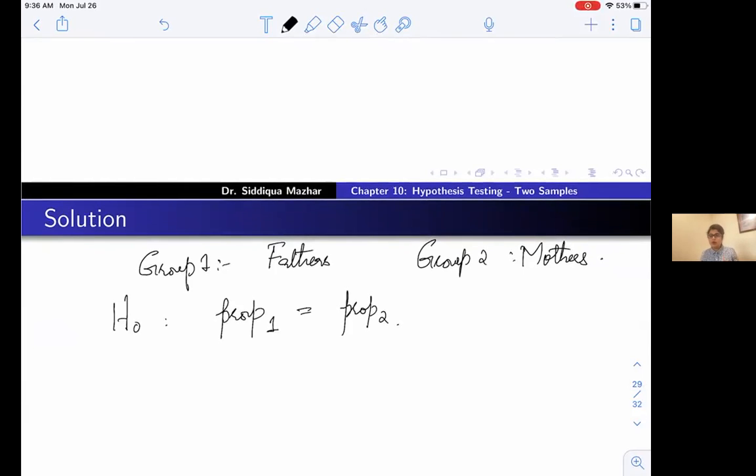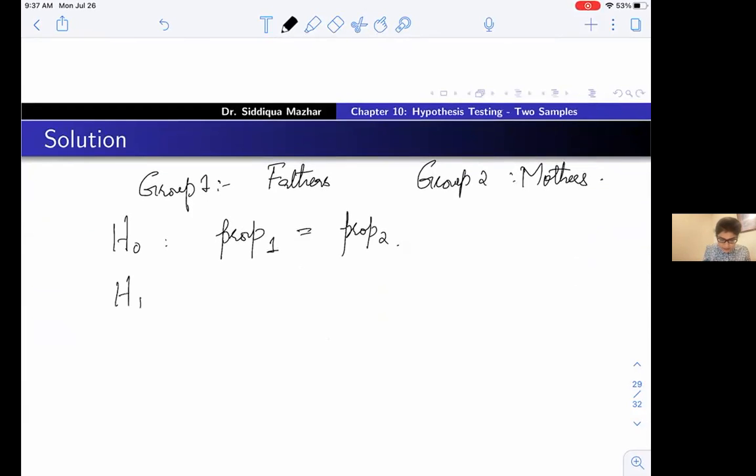Why I'm writing it down as prop and not calling it P is because P we are already using as the P value. So I'm not going to make a confusion between the proportion and the P value. This is why I'm writing it as prop for proportion. So H1 is the alternative hypothesis. Let's say these two proportions are different from each other. Sorry, this is prop 1. Which test are we going to use? 2 prop Z test.